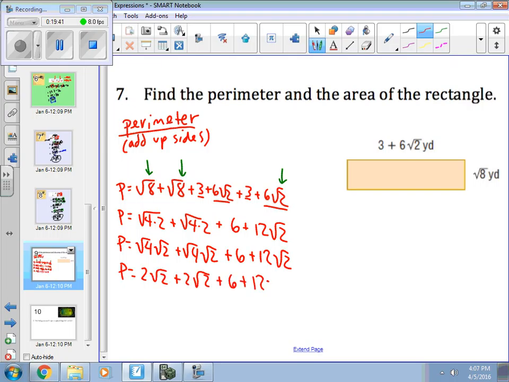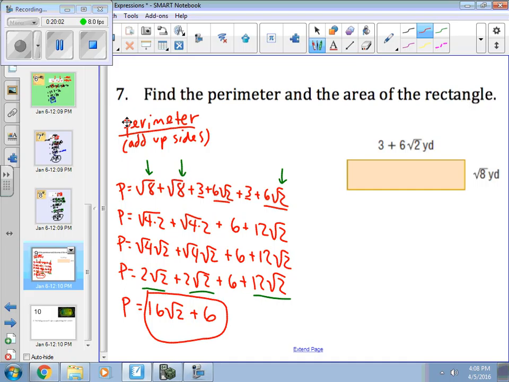So finally, we want to look, can we do any last simplifying? Yeah, these are all like radicals. That one, and that one. They're all square roots of 2. So add the numbers in front. 2 plus 2 is 4, plus another 12 would be 16 square roots of 2, plus 6. So that would be the simplified perimeter.